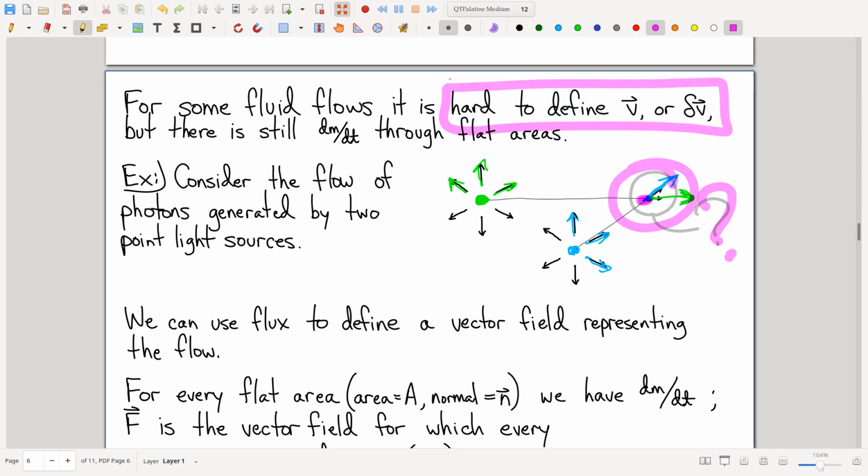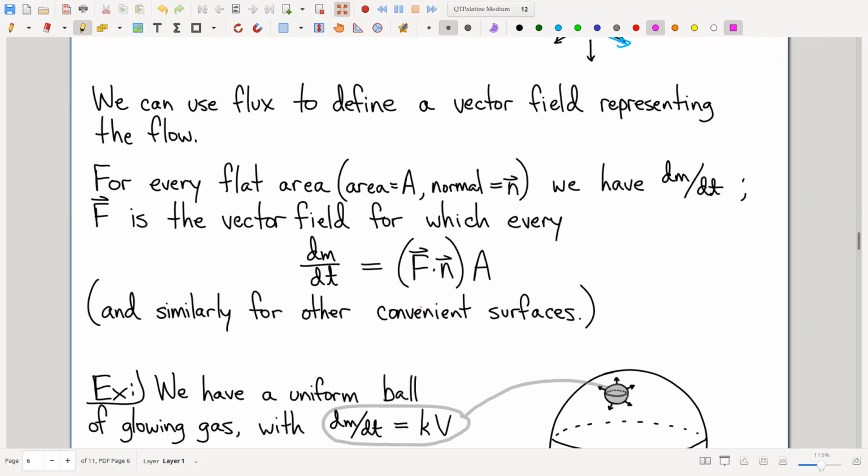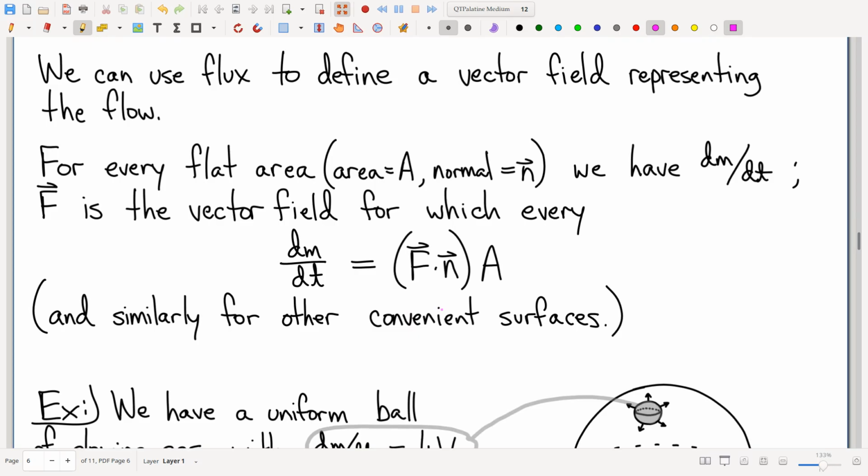So it's tempting to throw up your hands and say, well, there's nothing we can do, no way that we can represent this with a vector field, but that's not so. We just have to get clever about it, and here is the clever idea. We've already established on the previous page this relationship, specifically when we're using density times velocity to represent the vector field. This is the relationship between the flow of the fluid and the flow rate, the quantity per unit time.